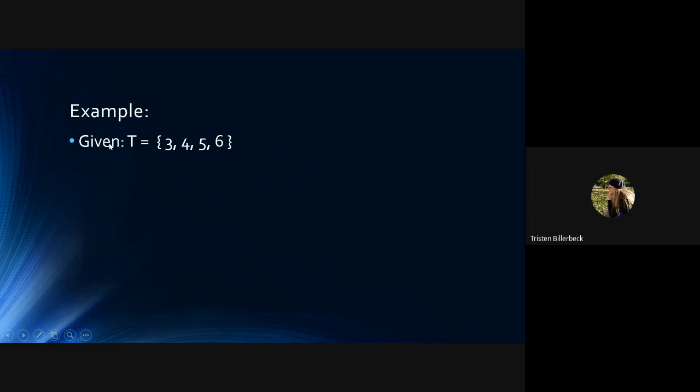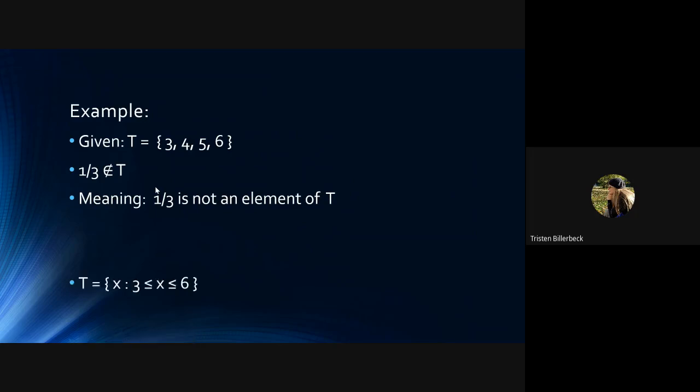Here's another example. Given T equals {3, 4, 5, 6}, 1/3 is not an element of T. It's not in there. Nope, not there. So 1/3 is not an element of T. See how easy it is to write our math shorthand versus writing all this out. Okay, we're very efficient in math. That's why math is a different language. Yes, think of it as learning Latin.